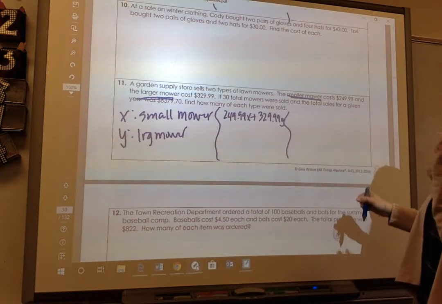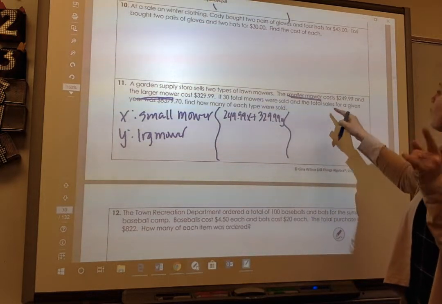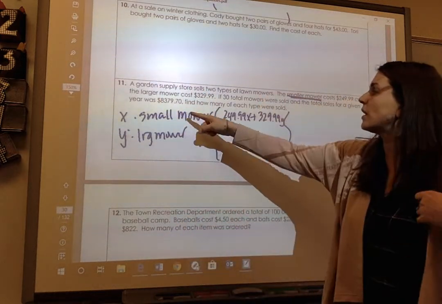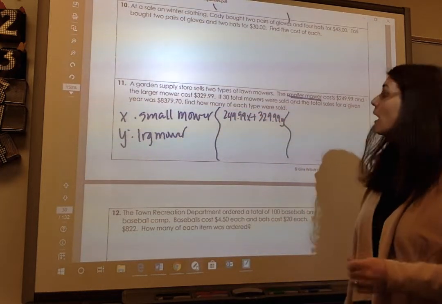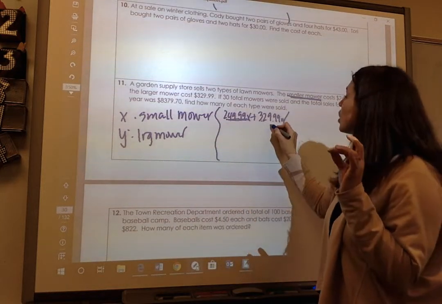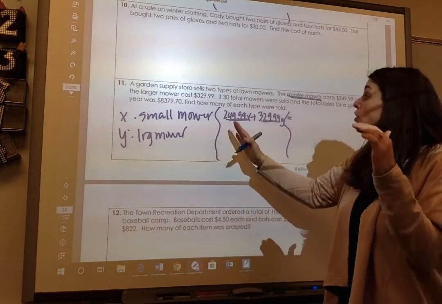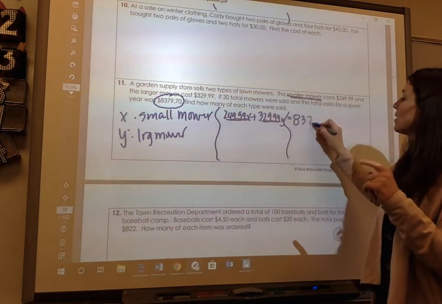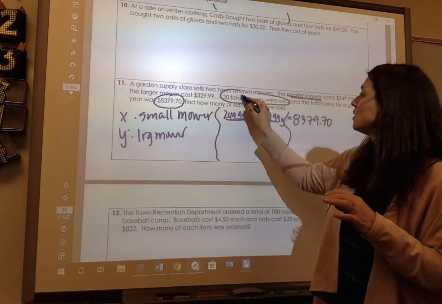Okay. It says if 30 total mowers were sold and the total sales for a given year was $8,379.70, find out how many of each type were sold. So here's the deal when we look at a word problem like this. I want you to recognize this is the cost of the small mower, this is the cost of the large mower, and together their total cost was $8,379.70.